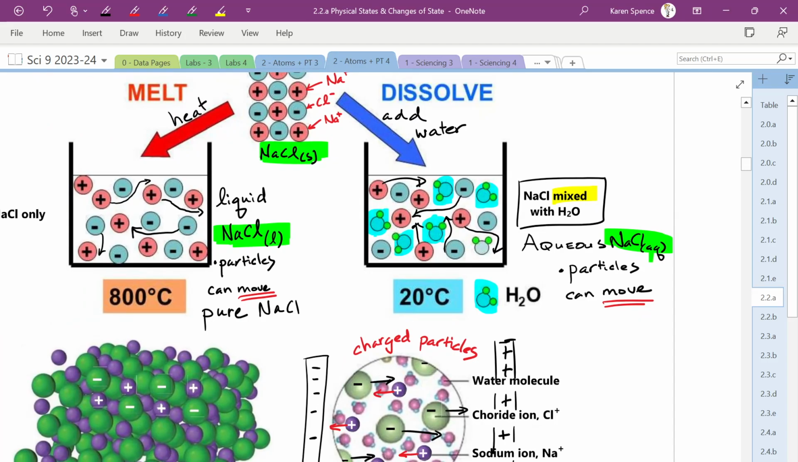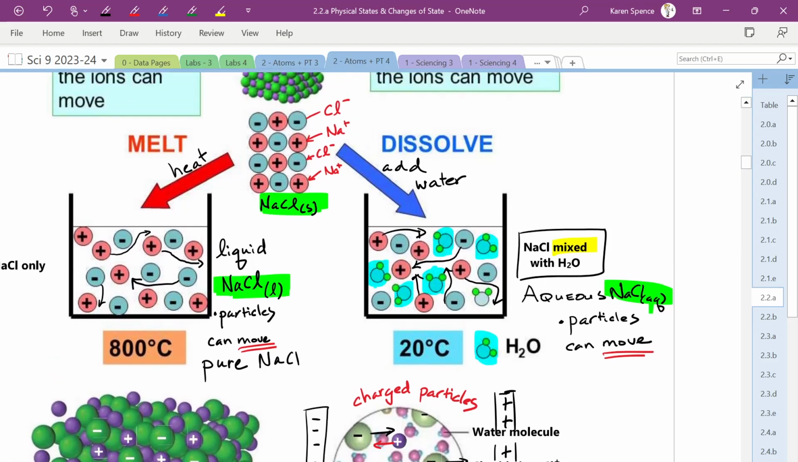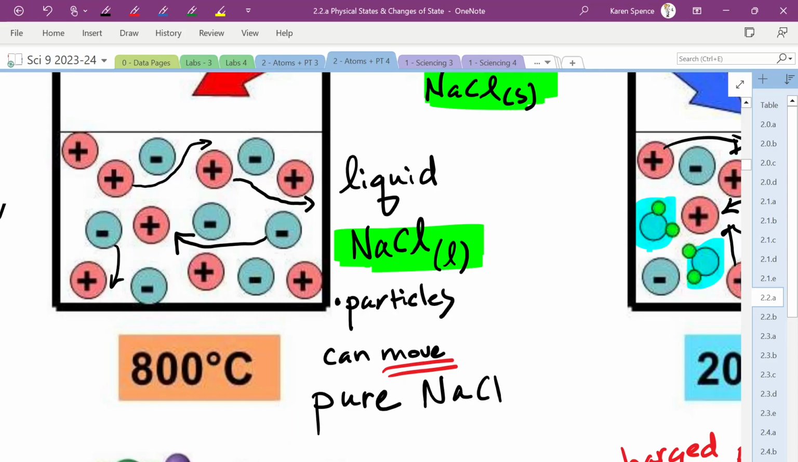So if you look at those three highlighted things, the three green highlights, we have our solid sodium chloride. Can solid sodium chloride conduct electricity? Does solid sodium chloride have charged particles? Yes. Can they move? No. Therefore, can solid sodium chloride conduct electricity? No. How about liquid sodium chloride? Does it have charged particles? Yes. Can they move? Yes. Can liquid sodium chloride conduct electricity? Yes.